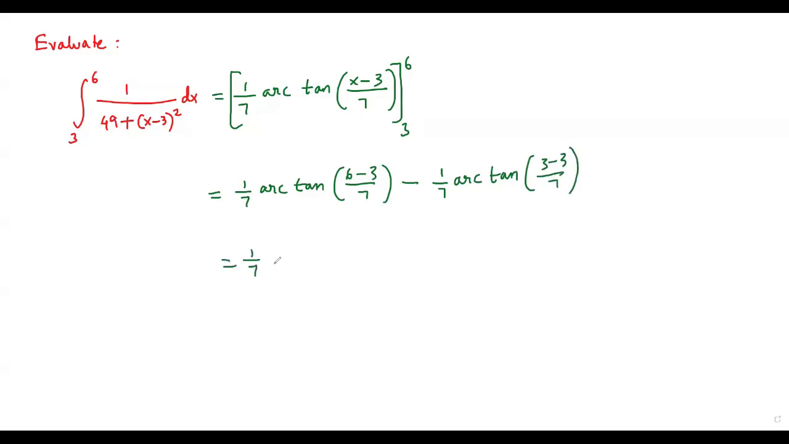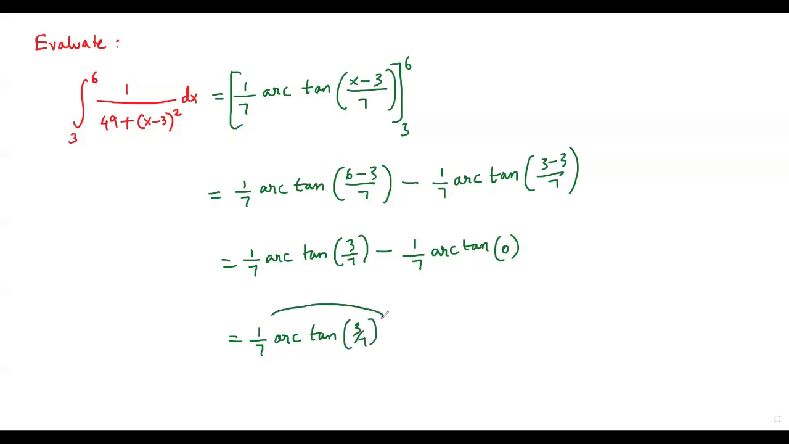Here, 1 over 7 times arc tangent of (6 minus 3) is just 3 over 7, minus 1 over 7 times arc tangent of (3 minus 3), and 3 minus 3 is 0. 0 divided by 7 is 0. Already we know that the value of arc tangent of 0 is 0. So the value of this stuff is 0. 0 multiplied by 1 over 7 is also 0. So finally we get 1 over 7 times arc tangent of 3 over 7. So this is the evaluation of the given definite integral.